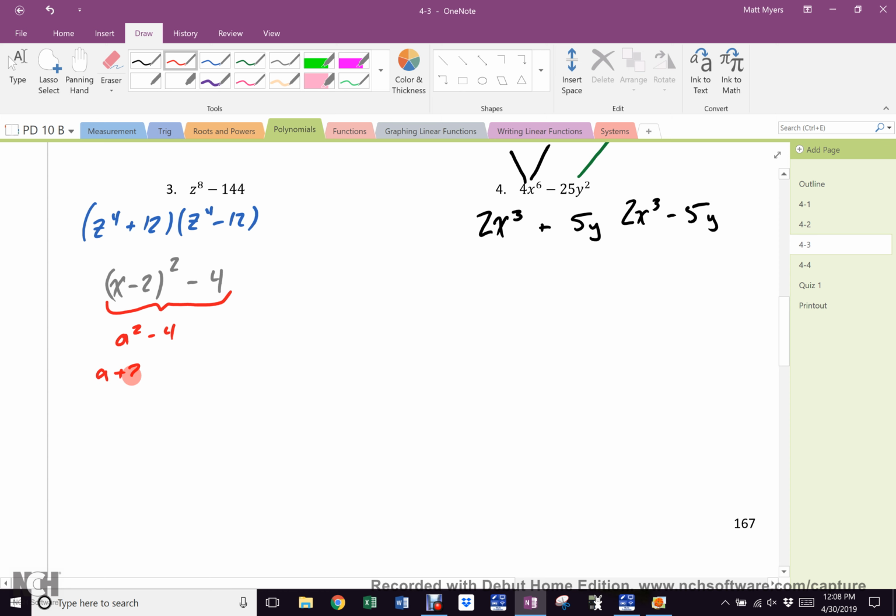A plus 2 and a minus 2, correct? But what's a? X minus 2 plus 2. What's a? X minus 2 minus 2. What's x minus 2 plus 2? X. What's x minus 2 minus 2? X minus 4. Done. No distribution. Easy peasy. Right? Everybody cool? Okay. Now let's do this one.